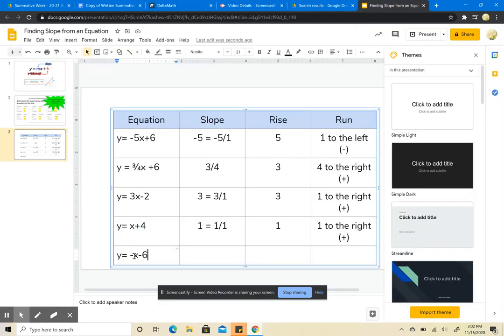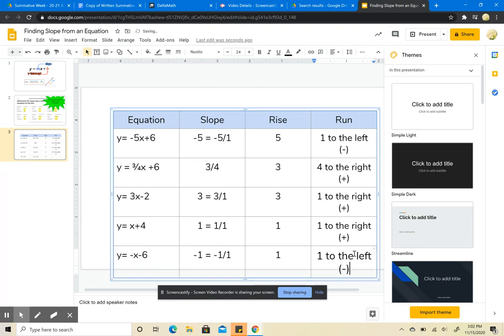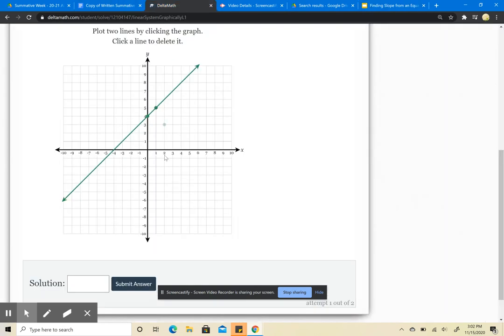In my last example, we have negative x. All that means is that it is a negative 1x. So if negative 1 is my slope, I know I can rewrite this as negative 1 divided by 1. So my rise is still 1, and my run is going to be 1 to the left, because I want this to be negative. In this situation, my y-intercept was -6, so now I'm going to graph this properly, putting a point at -6 and going up once, over once. Here I can see it has a negative slope because it's going upwards to the left.